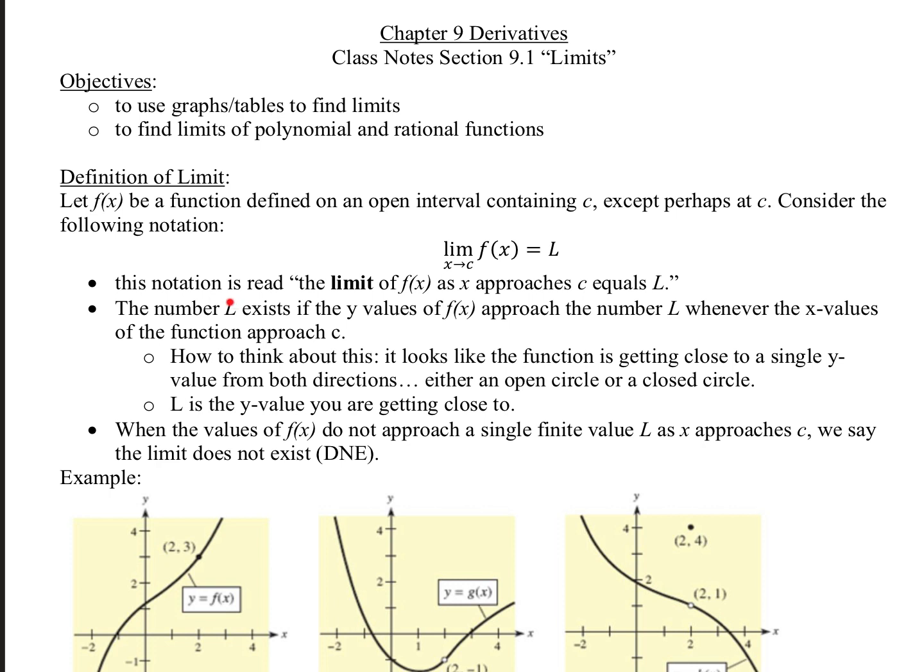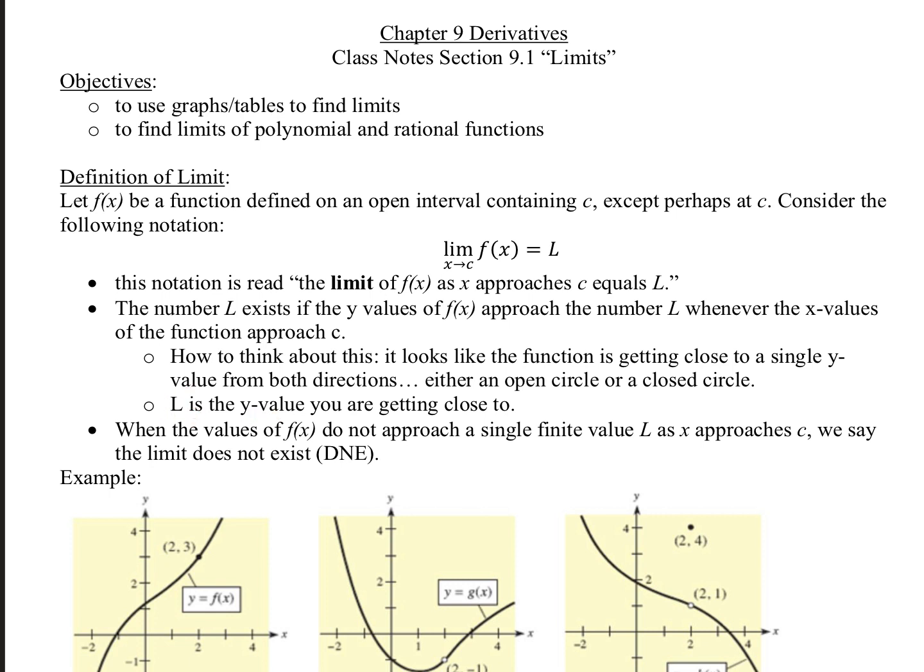So you can think of the limit, which is L, as the y value that my function is approaching. One way to think about this is it should look visually like the function is getting closer and closer to a single y value from both directions. Now, in the context of an example, this might be an open circle or it might be a closed circle. It doesn't matter when we are thinking about limits. And then whatever that y value is that we're getting close to is the limit L.